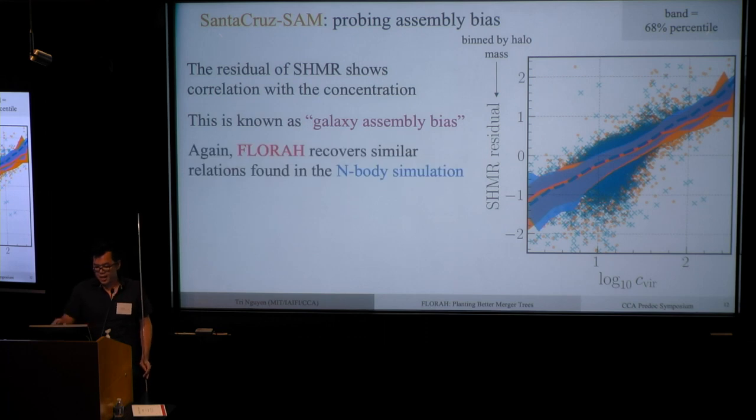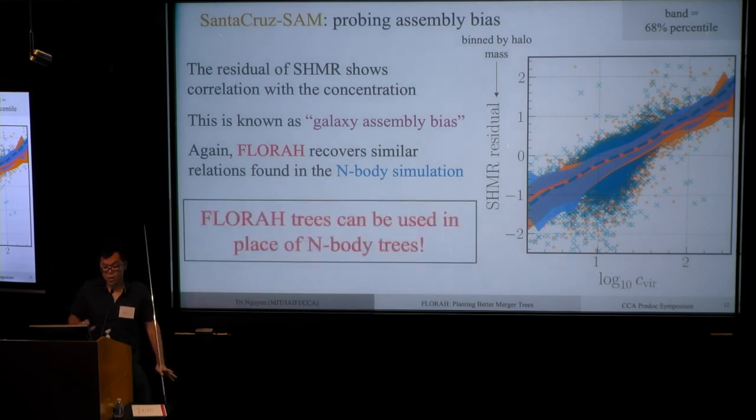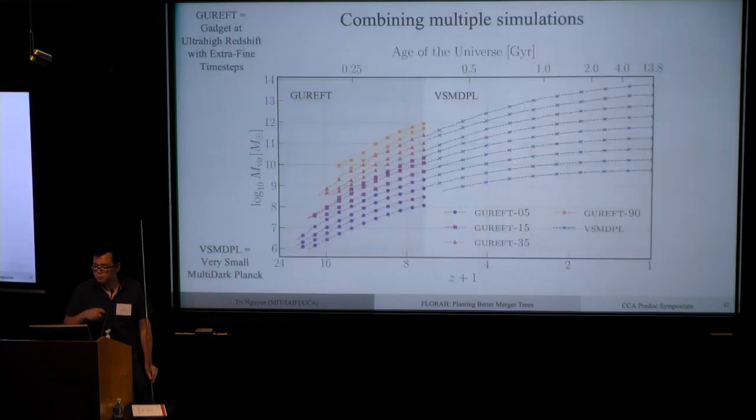Again, you can see that the relation from Flora and the relation from the N-body simulation Very Small MultiDark are extremely similar. This means that Flora trees can be used in place of N-body simulation trees, which is extremely important because it will speed up the analysis of a semi-analytical model extremely fast.